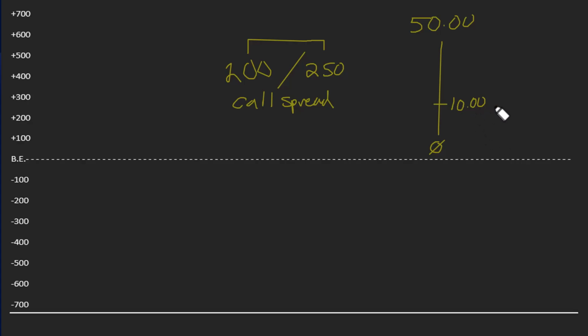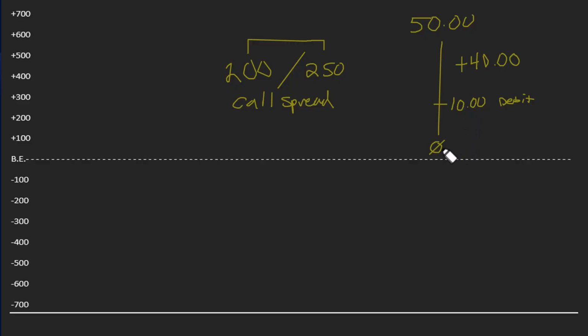So if I buy this at 10, what's the most it can ever grow to be worth? 50. So I have $40 of upside. In options, that's times 100, so I have $4,000 of potential profit. I have $4,000 of profit per spread.